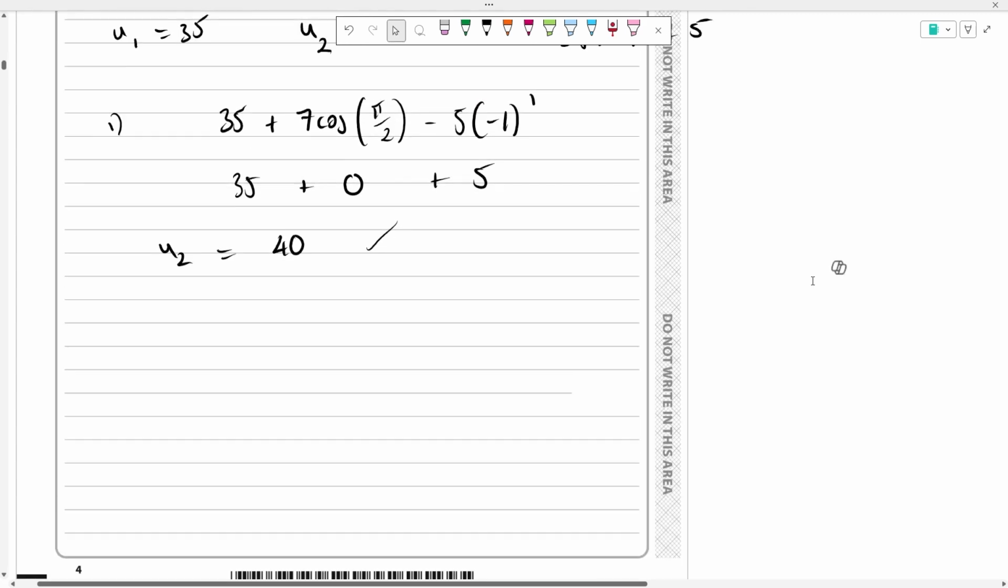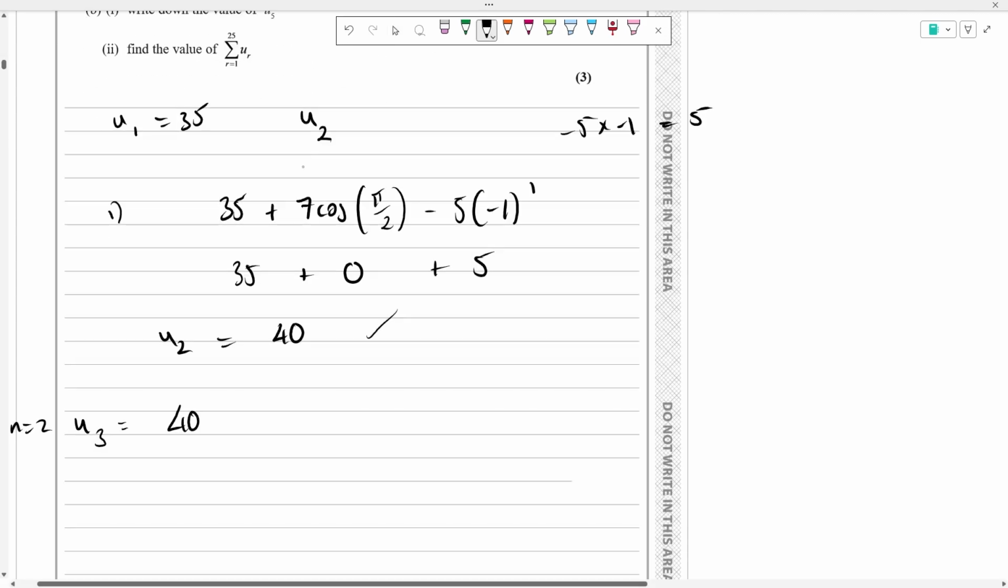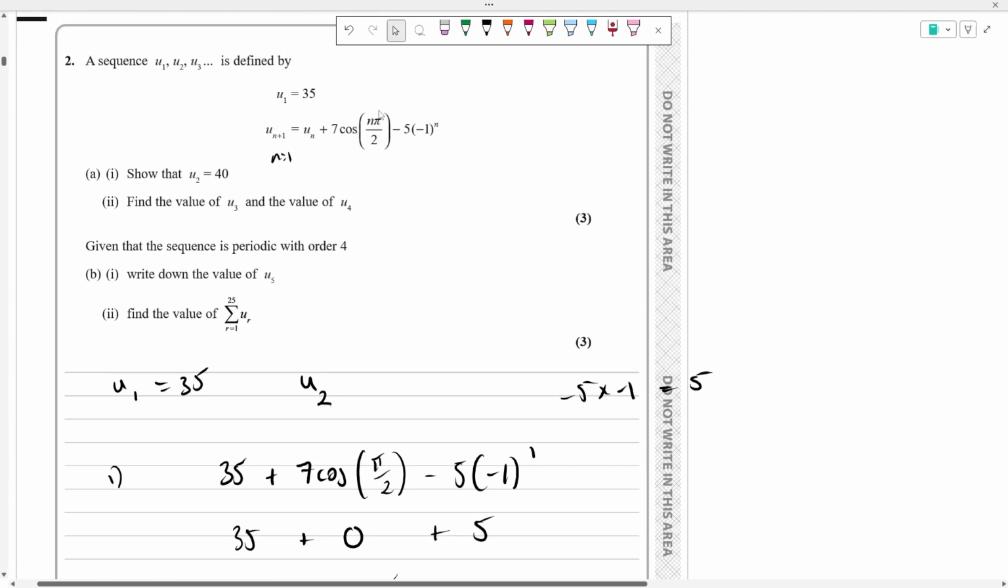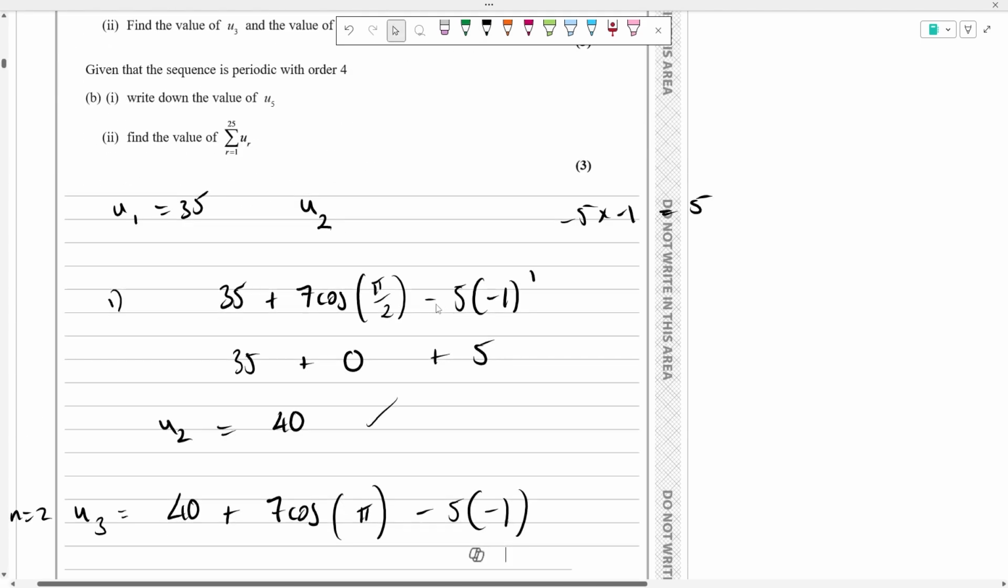Find the value of u3 and u4. So essentially we're just going to be using the same method, and this time we're just plugging in 40. So for u3, this time n is going to equal 2, and then we'll worry about u4 in a second. Here we have un, this time using u2, so we're taking 40 to the next formula, plus 7 cos of, now why have I used 7 cos? Just from the formula, and this time n is going to equal 2, so this is 2 pi over 2, which is just pi, minus 5 times minus 1 to the n, which is squared.